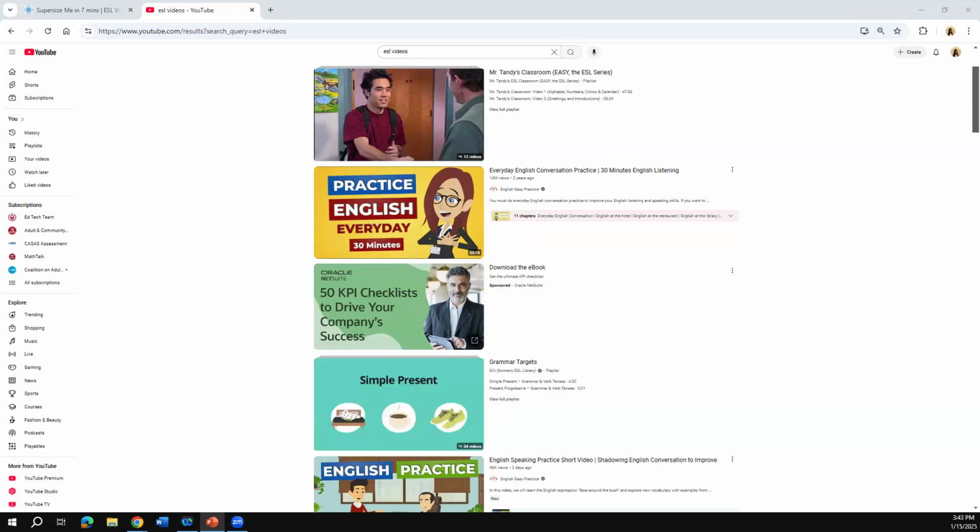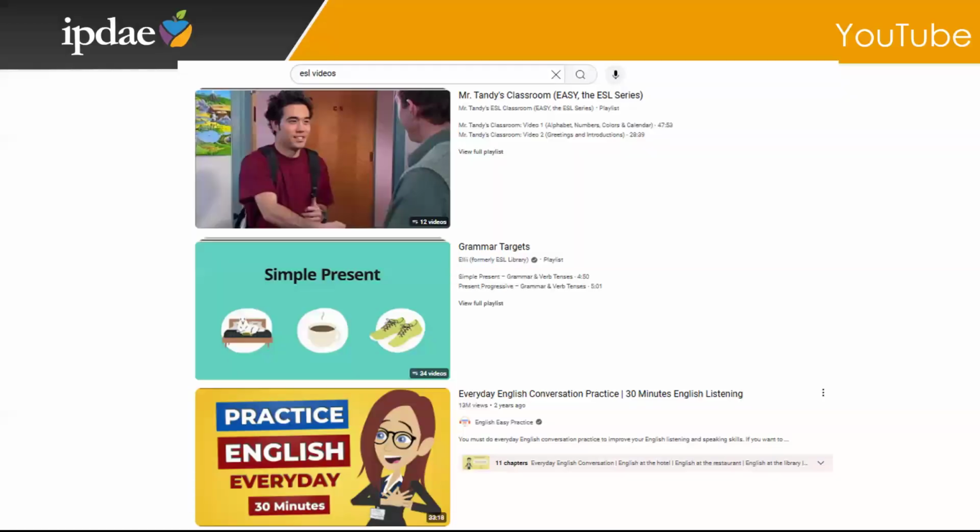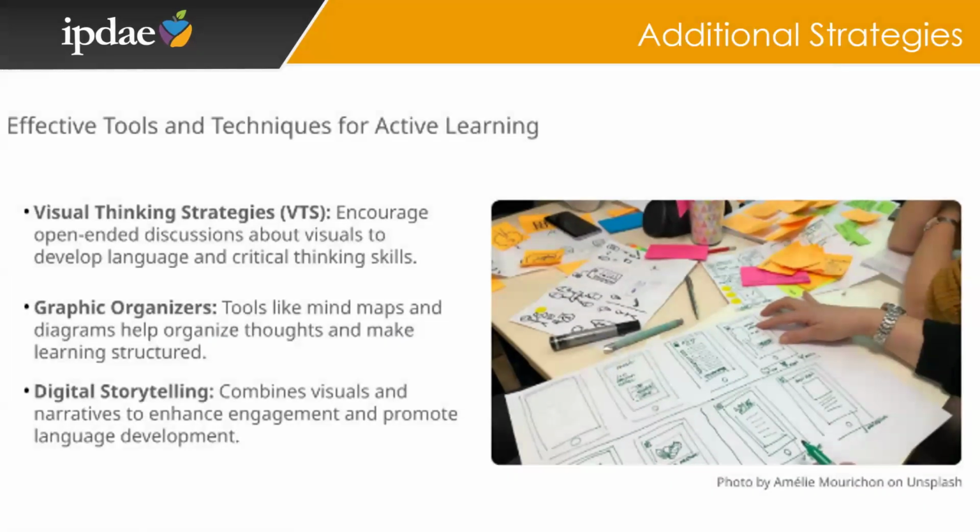Okay. I'm going to go back to the presentation here. All right, so here are some additional ideas for active learning. So first of all, we've got visual thinking strategies. All right, so this encourages open-ended discussion about visuals to develop language and critical thinking skills. One example, again, would be showing a picture and asking your students what's happening or what do you notice.